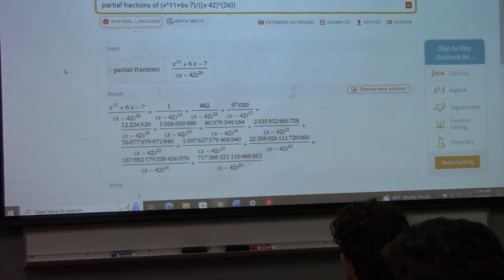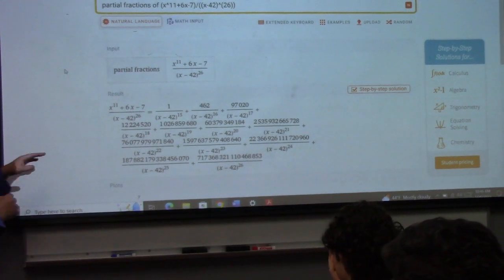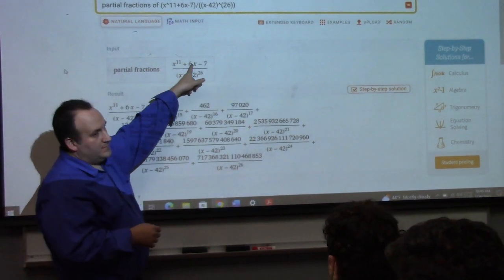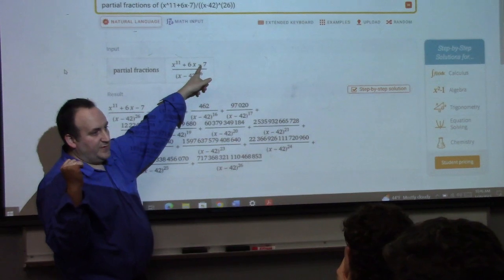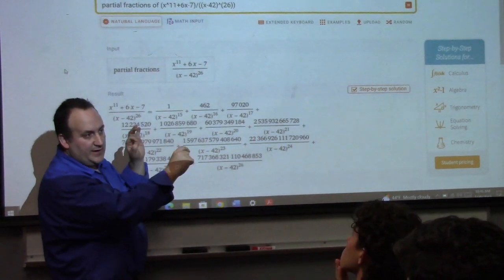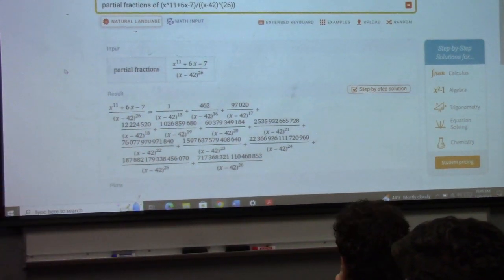So do you notice there's a point to doing this, which is it doesn't matter what you put in the numerator. The partial fractions is the same. Partial fractions is just based on what's in the denominator. All right? Let me show you another one. What if we had x plus 4?